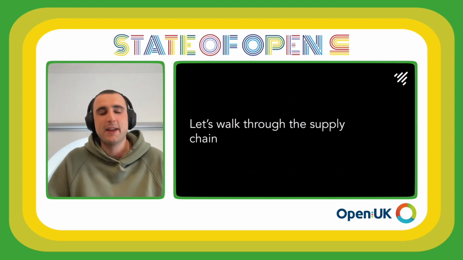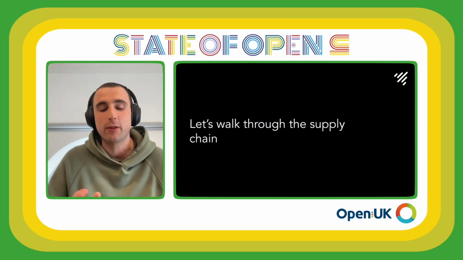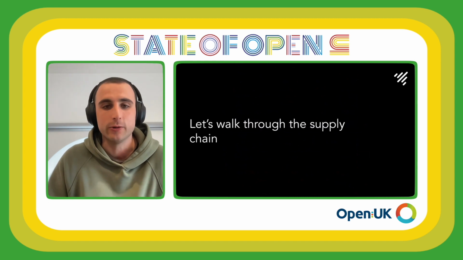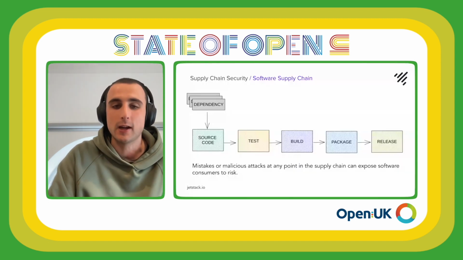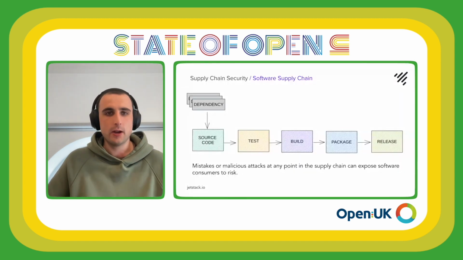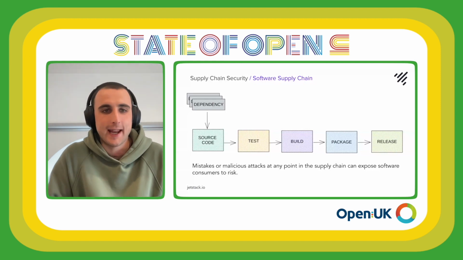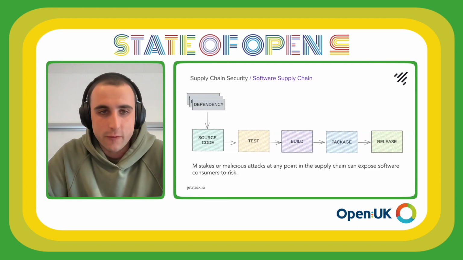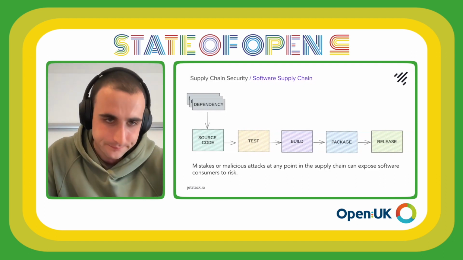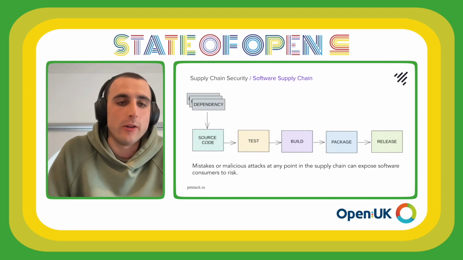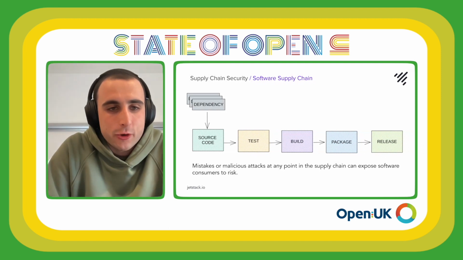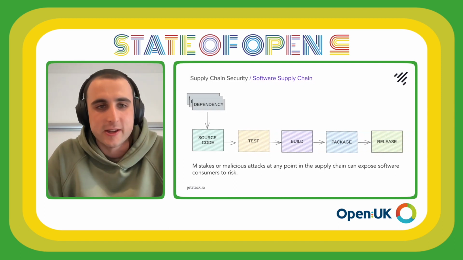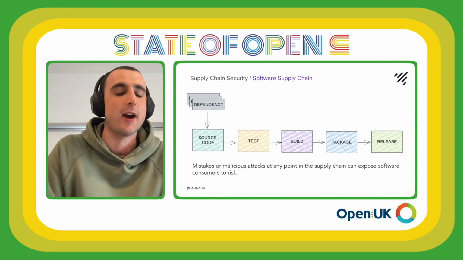So I think the best way to start that is by looking through what the typical supply chain looks like for a piece of software. So in front of you, you've got a selection of boxes, and they are meant to represent what a typical software supply chain might look like. So on the far left at the bottom, you've got the green box, which is your source code. So this is all the code the developer is going to be writing.